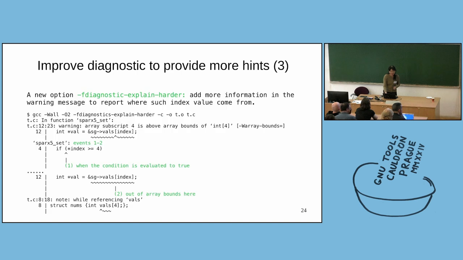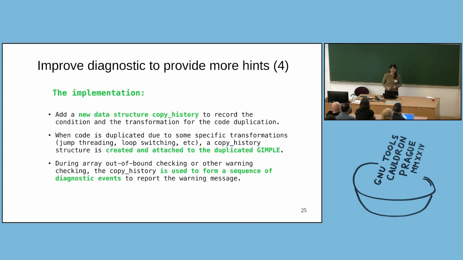The patch implementation is actually simple. We just add a new data structure, copy history, in the middle end. This data structure tries to record the condition and transformation for the code duplication. Whenever code is duplicated due to different transformations, we record them into this data structure. During array out of bound checking or other warning checking, the warning checker will query this data structure and use it to form a sequence of diagnostic events to report the path of the warning message.